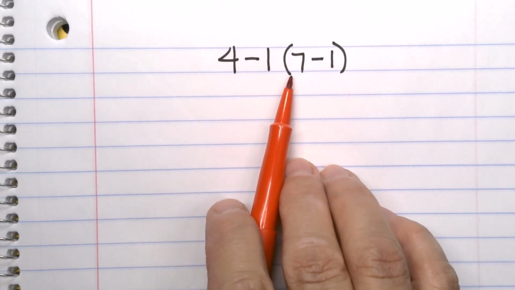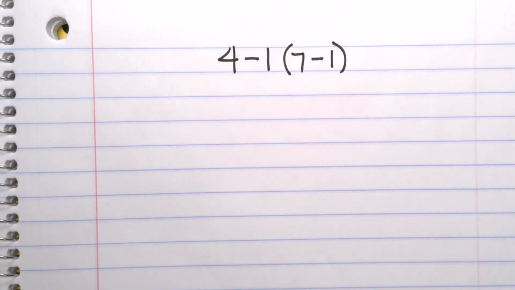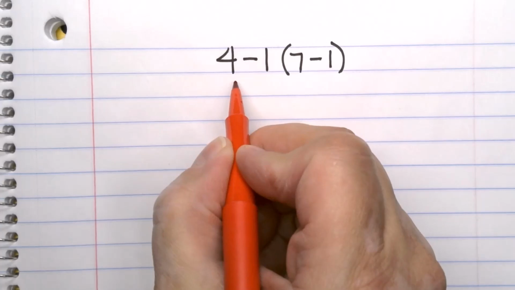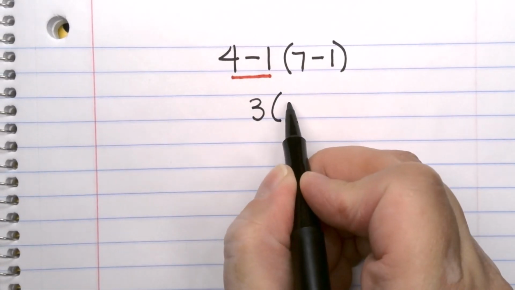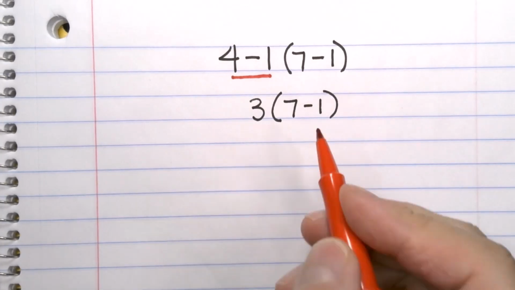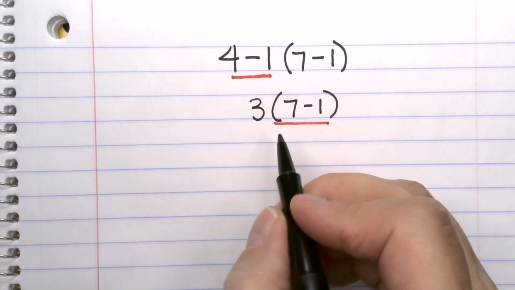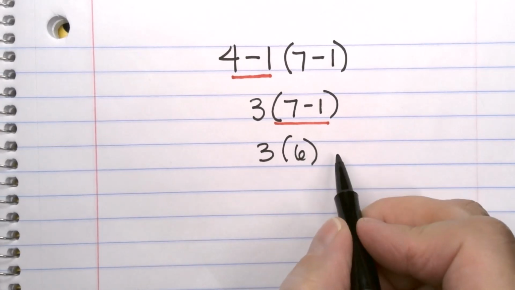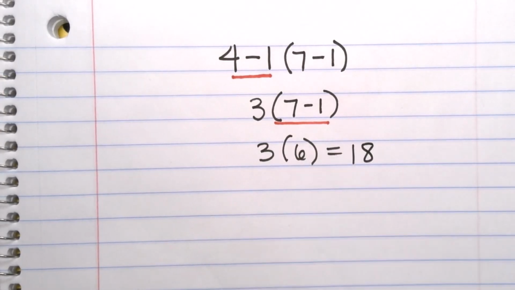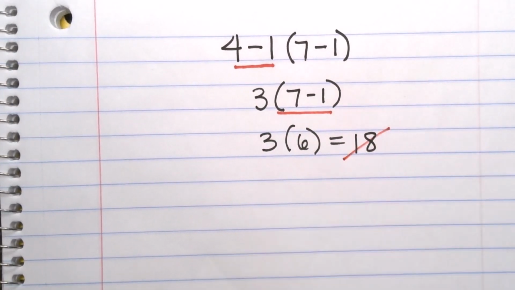4 minus 1 times the quantity 7 minus 1. Well, if you start like this, you would have 3 times 7 minus 1. Then do 7 minus 1, you would have 3 times 6. And you would say that the answer is 18. Except this, that's not correct.